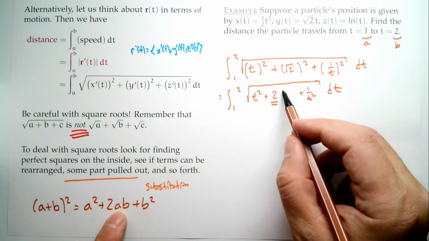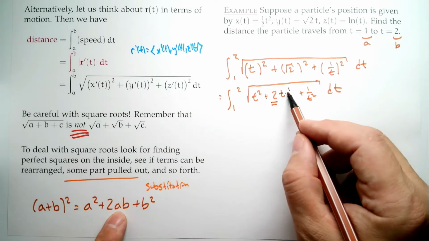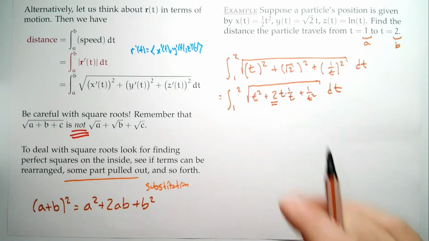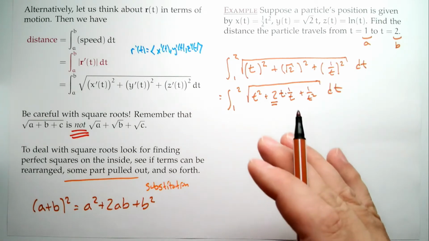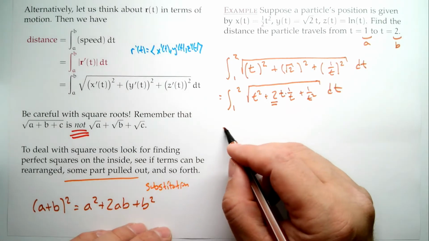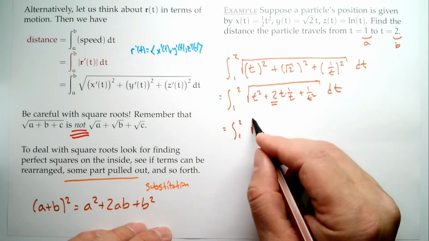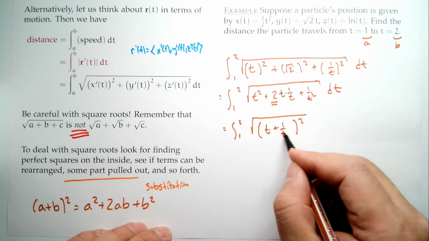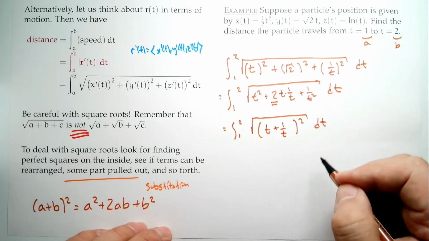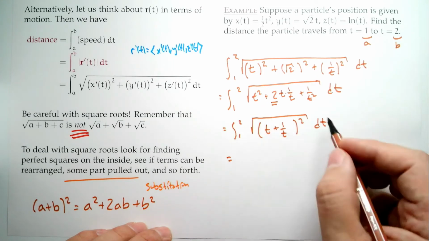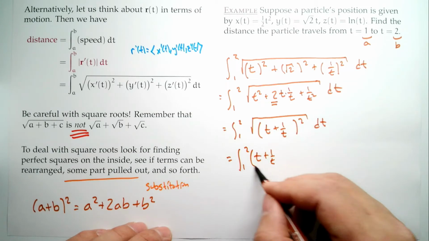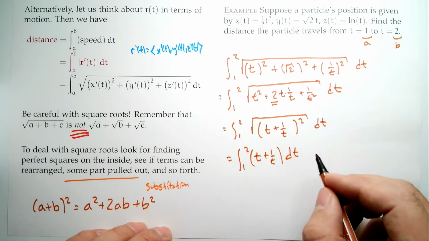Well, we could just try it out. The question is, is this true? If I put t times 1 over t, have I changed anything? No. It's essentially a 1. So, what do we have? We see that we can rewrite this. This is a perfect square. It's t plus 1 over t, quantity squared, dt. And now the square root of a square will become t plus 1 over t. So now we don't have any square root to deal with, and we're happy.